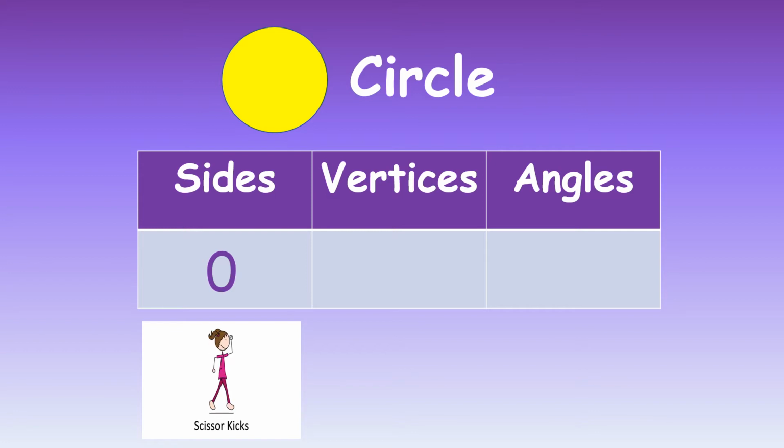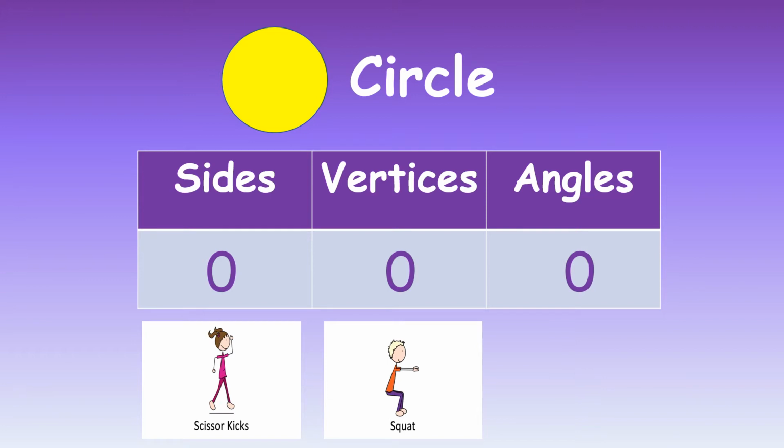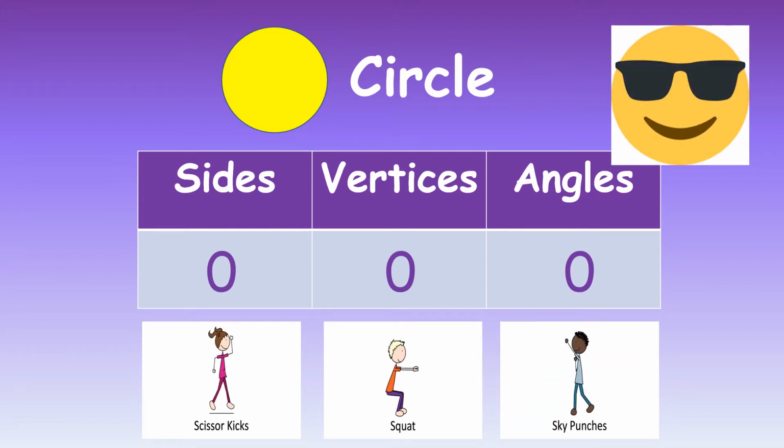Let's talk about vertices. How many vertices does this circle have? You're right, 0 again. So 0 squats today. Again, you get to take another break. Last one, angles. How many angles does a circle have? 0 again. So 0 sky punches today. You get to take a break.